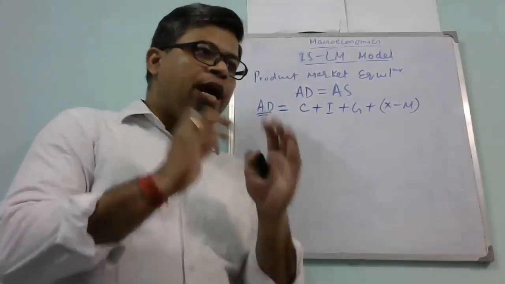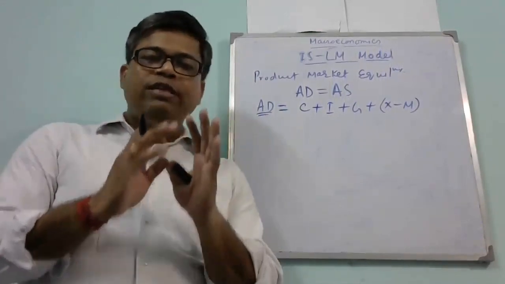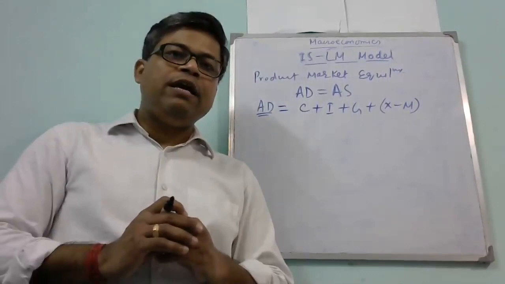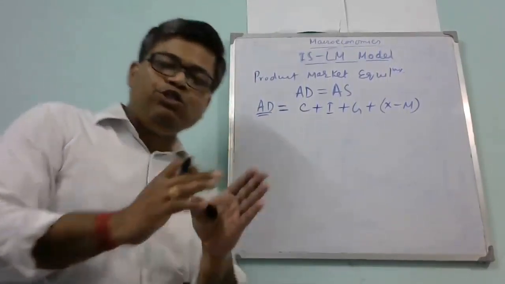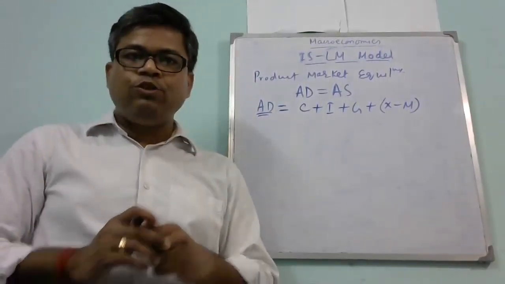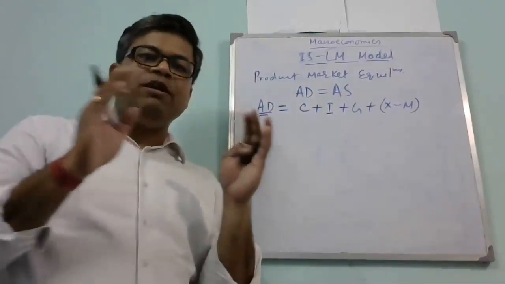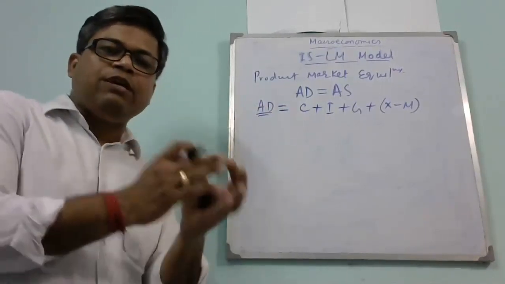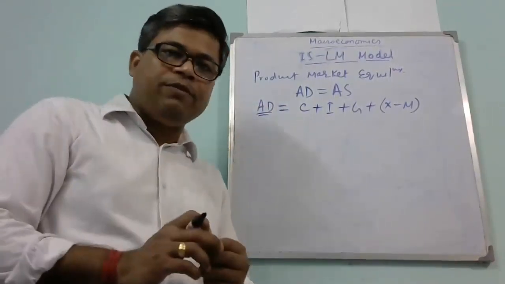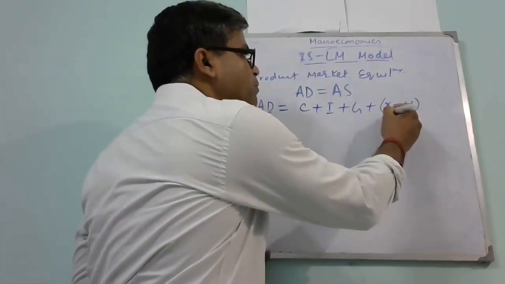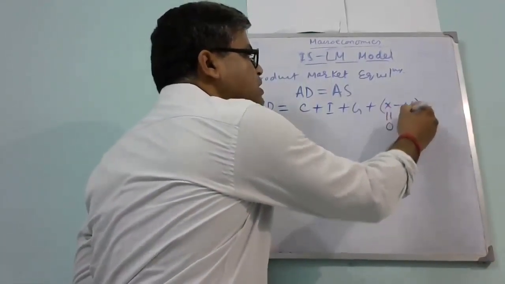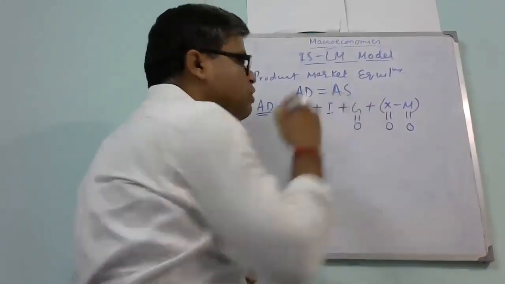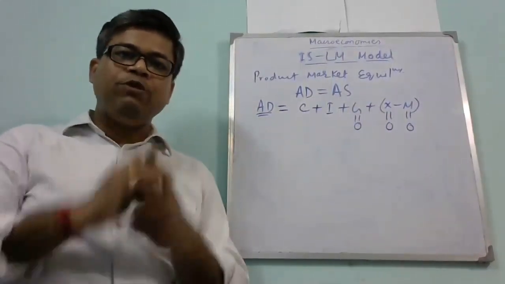Okay. Now, this model stands upon some assumptions. What are the assumptions? The assumption is that it is a closed economy without government. So we have started with a very simplified model: a closed economy without government. Closed economy means exports are zero, imports are zero, and since there is no government, government expenditure will be zero.